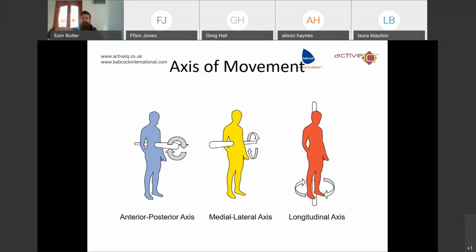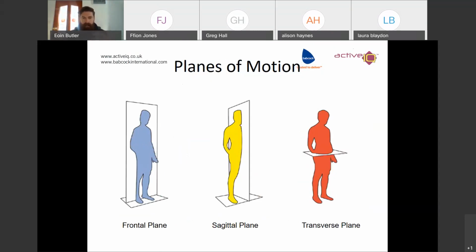The longitudinal axis then is where the broom handle goes from the top all the way down, and I get rotation. I don't know if you can see that. So where the shoulder joint will rotate, and that is in the transverse plane. So each of these axes of movement will link up with the planes of movement.